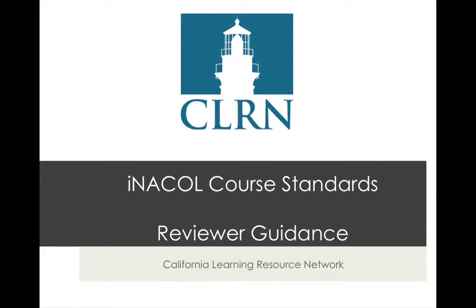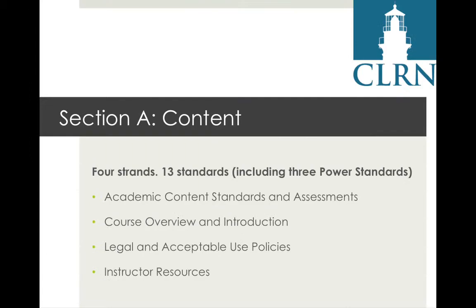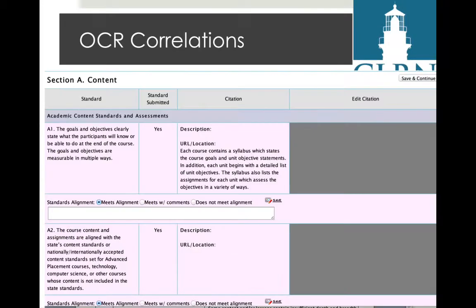This CLearn tutorial focuses on the content components of iNACOL standards for quality online courses. Section A, Content, contains 13 standards organized by 4 strands: Academic Content Standards and Assessments, Course Overview and Introduction, Legal and Acceptable Use Policies, and Instructor Resources. Of the 13 standards, 8 are verified by review teams. The remainder are reviewed by CLearn Central.